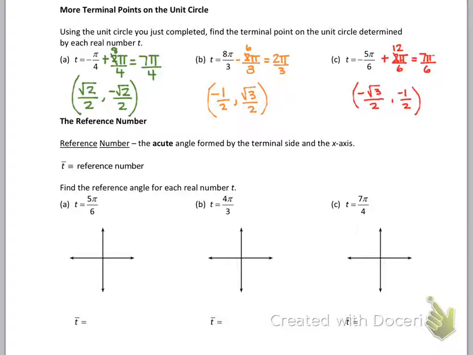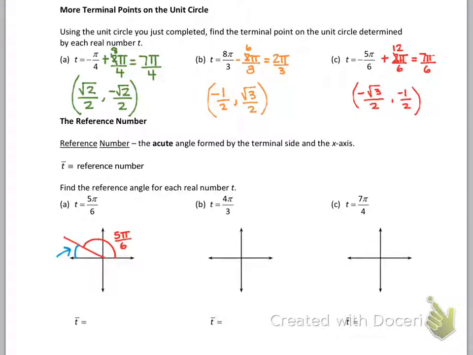Okay, so the reference number is the acute angle formed by the terminal side and the x-axis. So we've done reference angles before, so t bar equals our reference number. So find the reference angle for each real number t. So if we go 5 pi over 6 across, then we start at the x-axis and we end about right here. Okay, so this is 5 pi over 6. So my reference angle is right here.